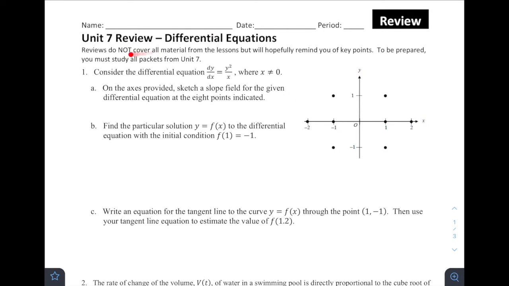Reminder that reviews do not cover all of the material from lessons, but will hopefully remind you of key points. To be prepared, you should be studying all of the packets from Unit 7, but overall this should give a good review of the main topics. Let's get right into it.